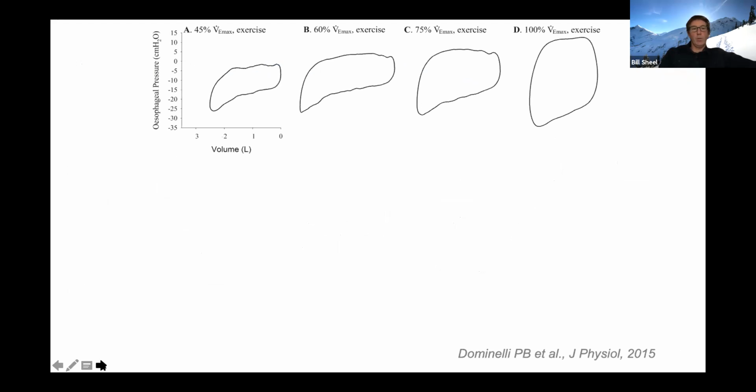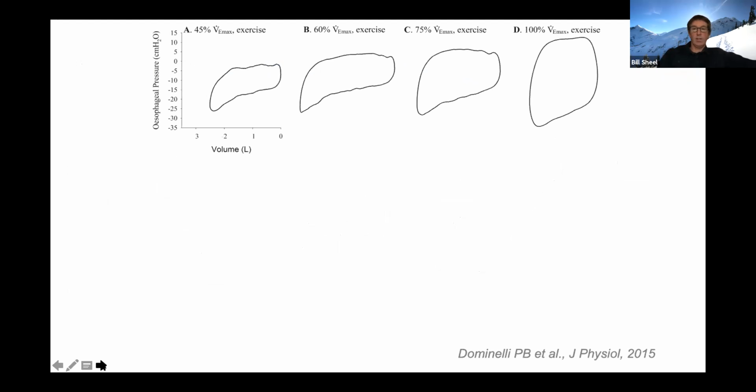And so it looks a bit like this. This is esophageal pressure as a function of volume, and this is with exercise on the top. That's a pressure volume loop at 45 to 100% of maximal exercise. You can appreciate that the area of that pressure volume loop is increasing, meaning that the work of breathing is increasing as a function of exercise intensity.